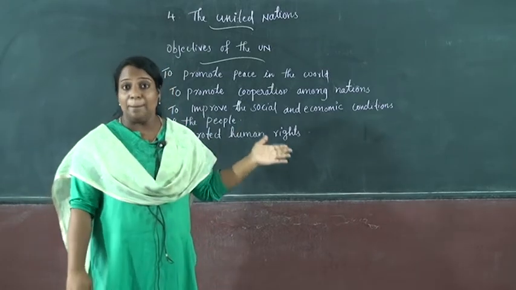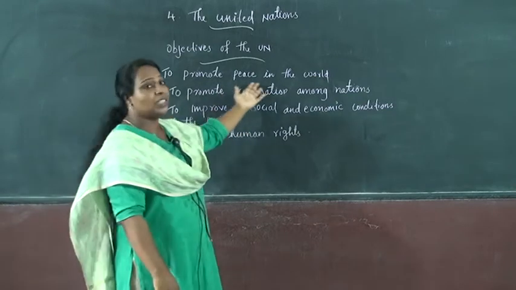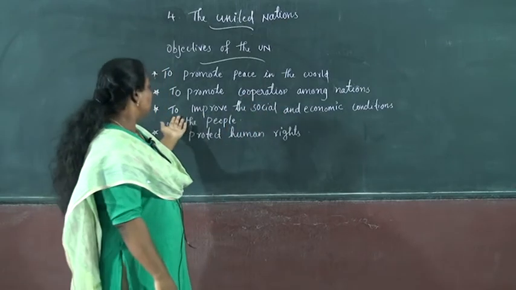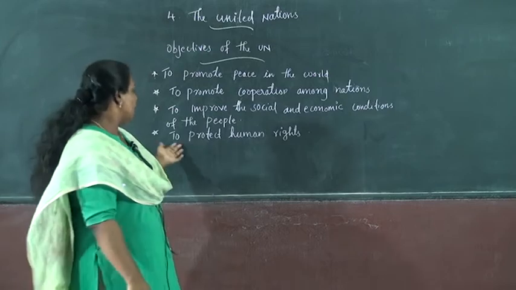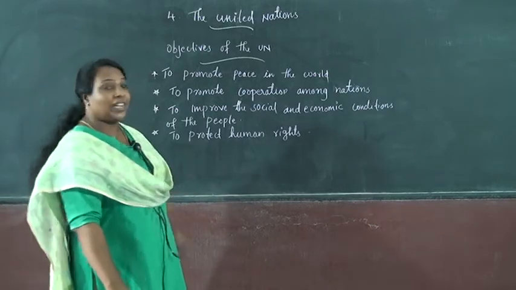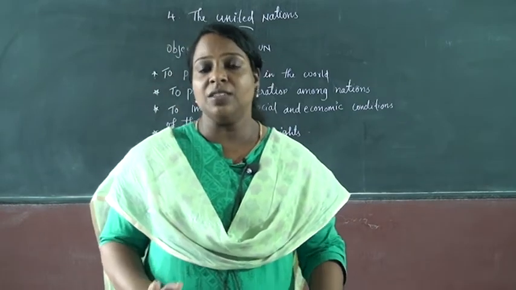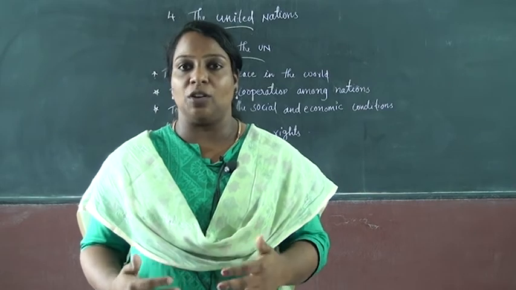So this is very important. Which are the 4 important objectives? First one, to promote peace in the world. Second, to promote cooperation among nations. Third one, to improve the social and economic condition of the people. The last one, to protect human rights. So these are the important 4 objectives. Read your textbook properly, study these important 4 points. Okay children, thank you.